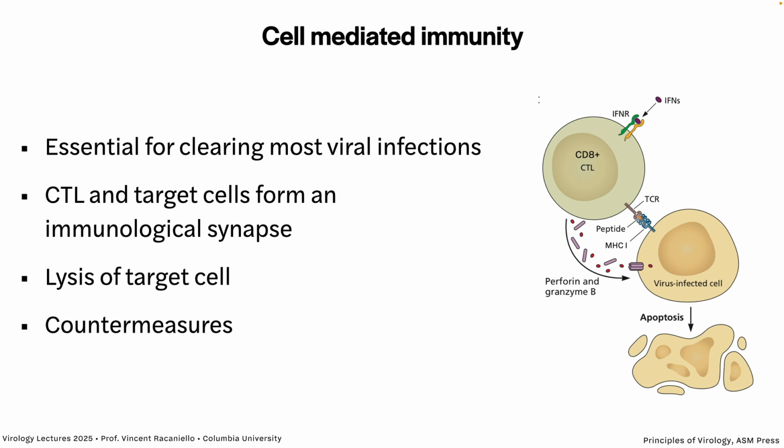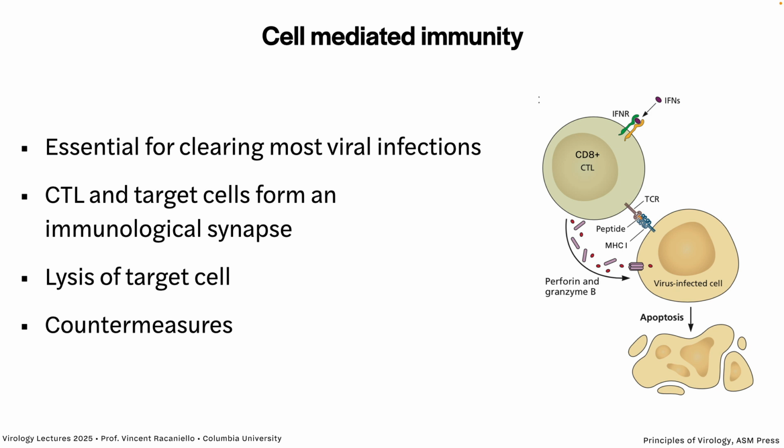That's the other arm of adaptive immunity. So T cells comprise what we call cell-mediated immunity. And we think these are essential for clearing most virus infections, although some experiments have shown that they actually can prevent some in the absence of antibodies.